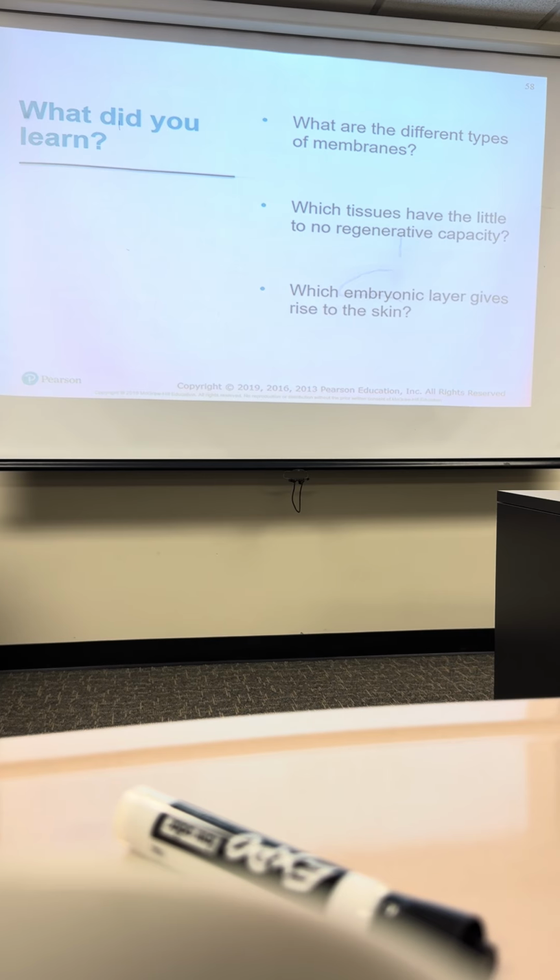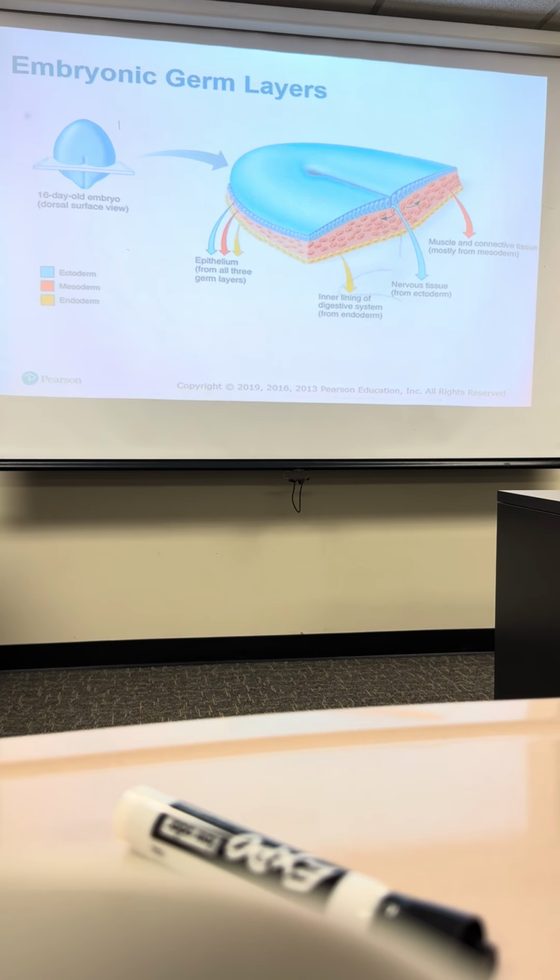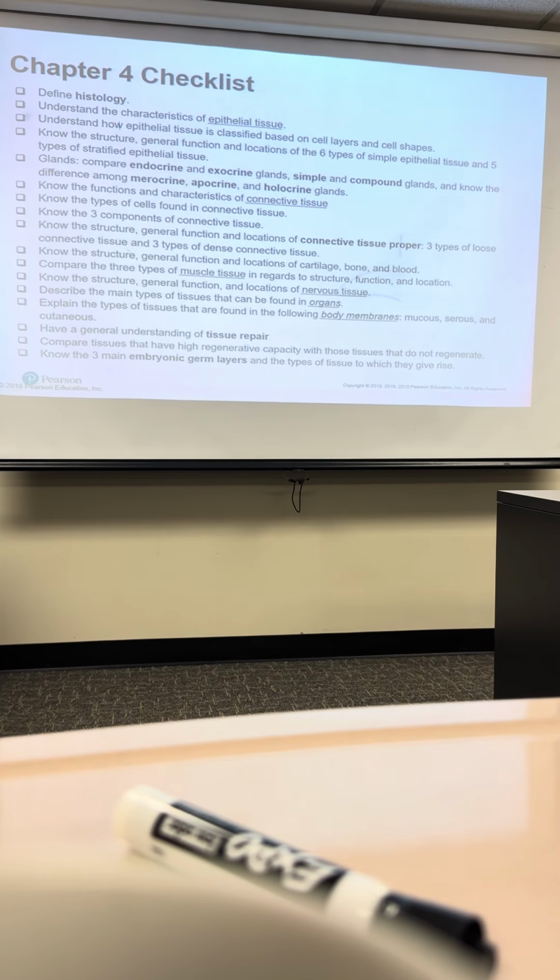Okay, so what did you learn so far? What are the three different types of membrane? Cutaneous membrane, mucous membrane, serous membrane. Which tissues have little to no regenerative capacity? Your cardiac muscle and nervous tissue. Which embryonic layer gives rise to the skin? All of them. We just talked about it. Epithelium comes from all three germ layers. Okay, that's pretty much it.